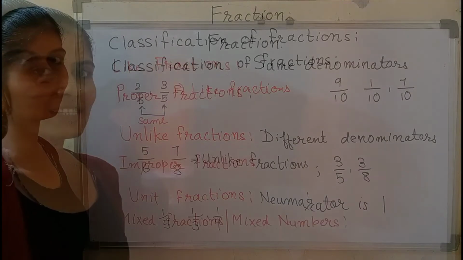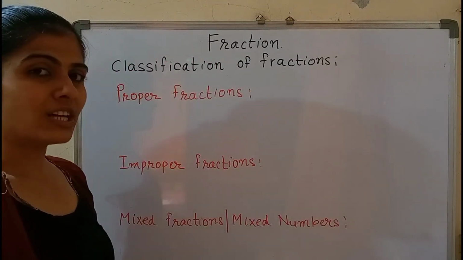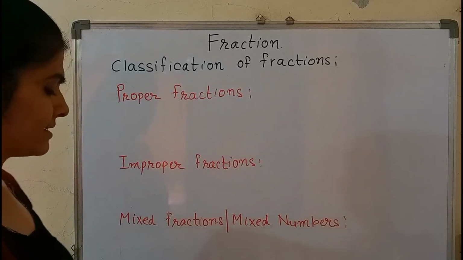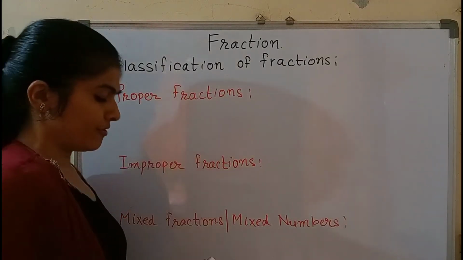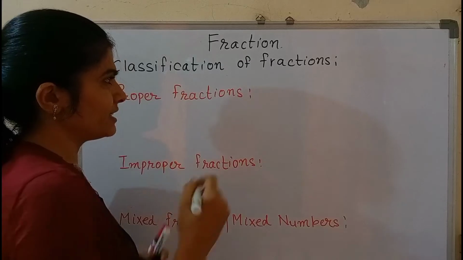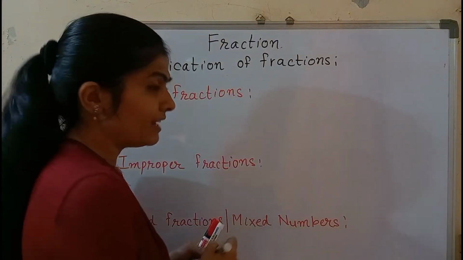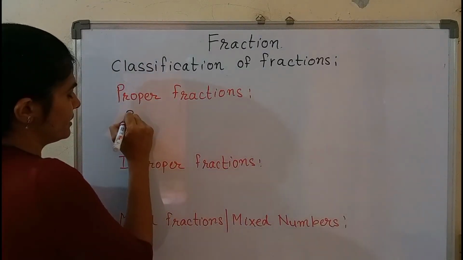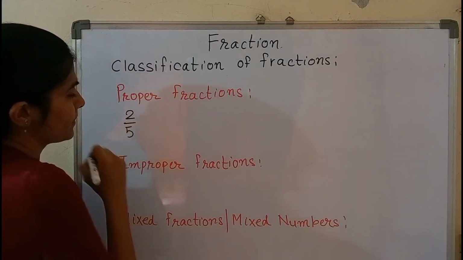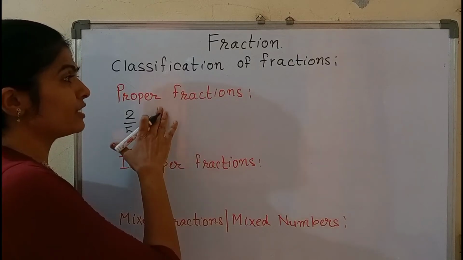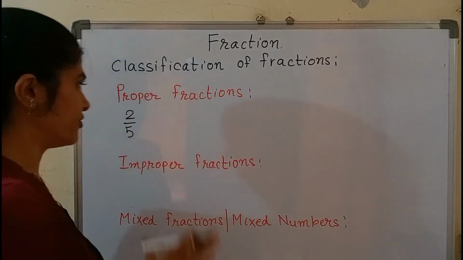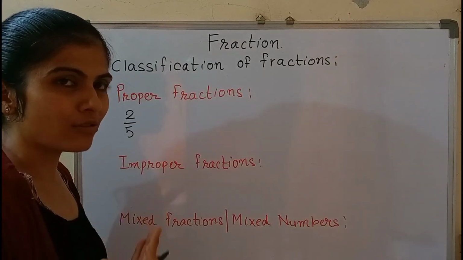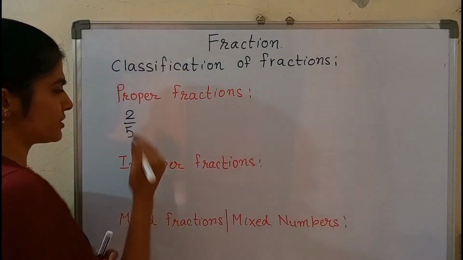Let's have a look. The next classification is based on comparison of the numerator and denominator. So let's discuss it. Next one is proper fraction. What is a proper fraction? In case of a proper fraction, we need to compare the values of the numerator and denominator. Let's say it is 2/5. I will define it later on. What is the meaning of proper? Proper means it is appropriate, right? So 2/5, what does it mean? I can say that I got 2 parts out of 5. So it makes sense.